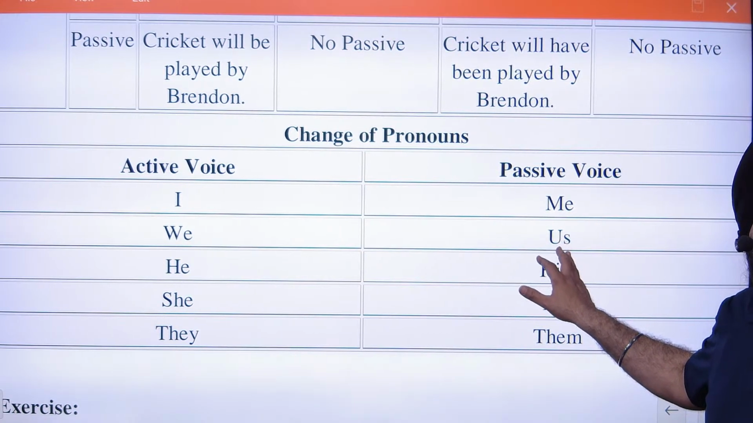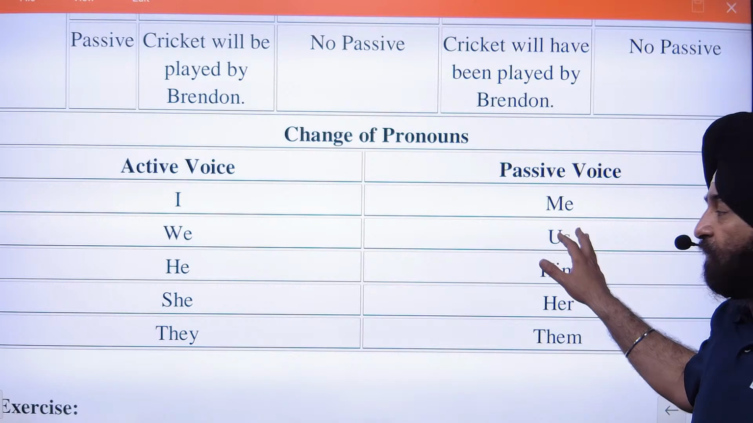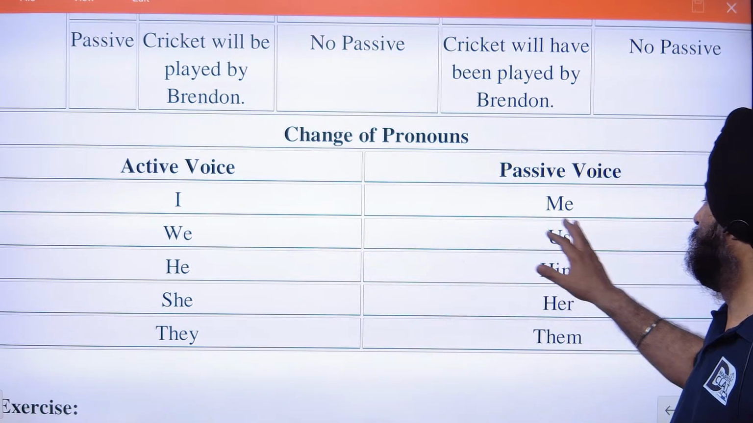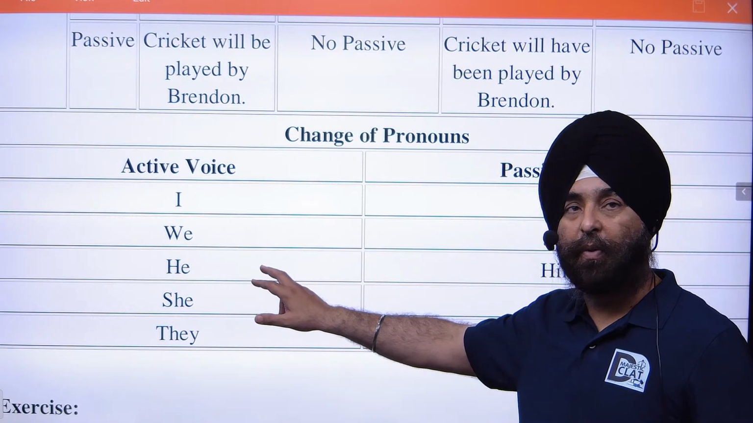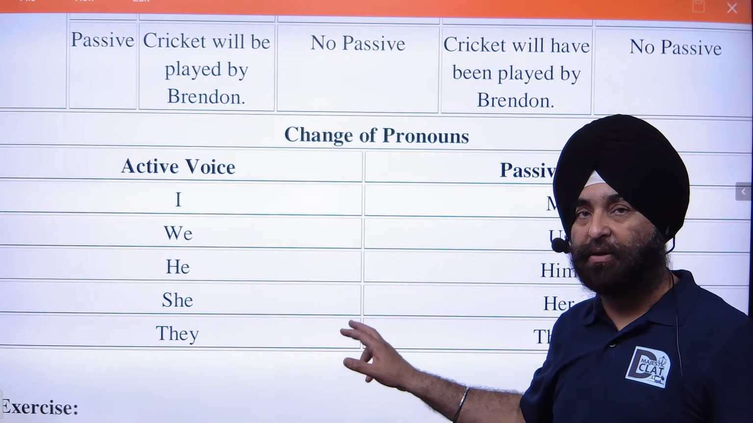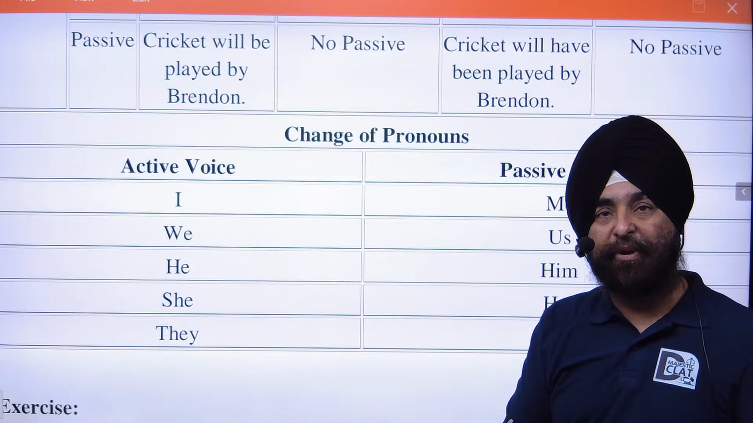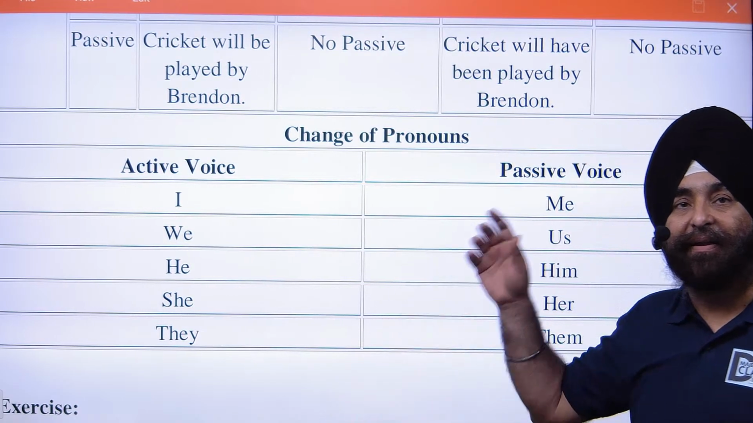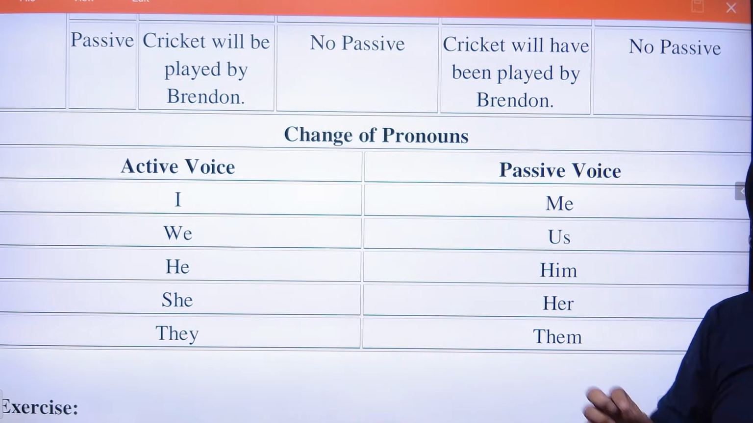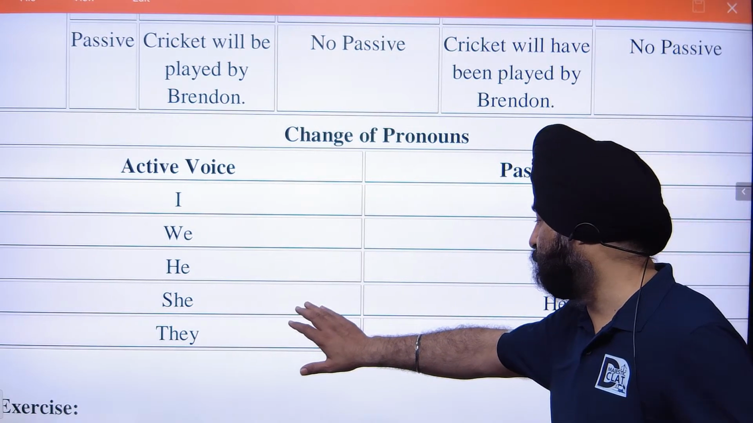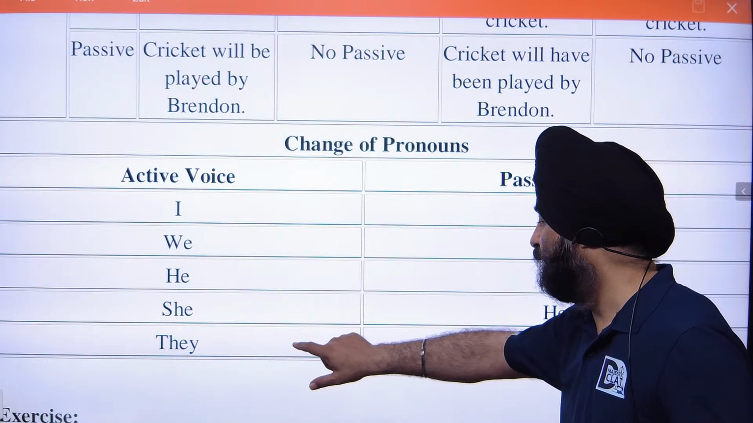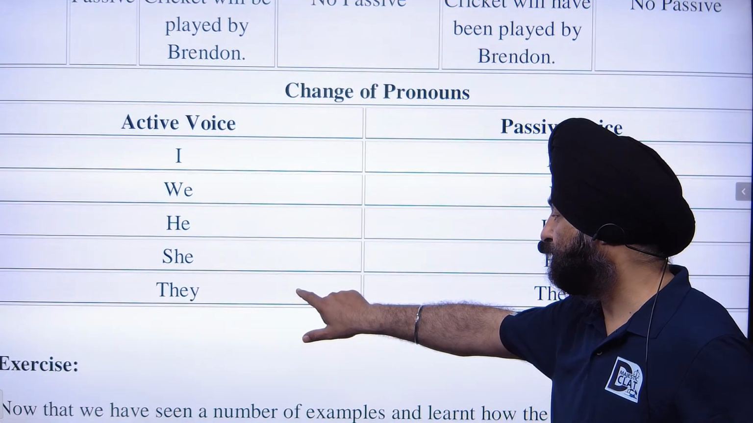This is how we will convert from active to passive. The pronoun we would change to us. He has done this act. What happens when we convert into passive? This act has been done by him, right? Similarly for she, and then we make use of they.